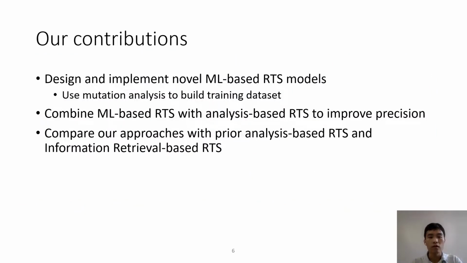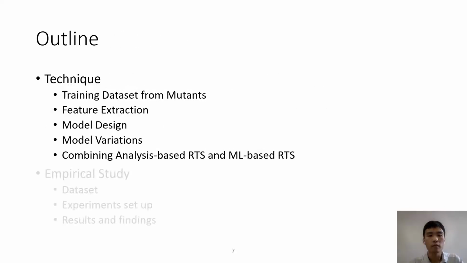In this work, we first design and implement several ML-based RTS models that can be applied to medium-sized Java projects. We obtain a training dataset for our ML-based RTS models via mutation analysis that seeds mutants that represent artificial faults into a program. Then, we combine the ML-based RTS with analysis-based RTS to improve their precision. Finally, we perform an empirical evaluation using 10 open-source Java projects to compare our approaches with baselines. In the first part of my talk, I will describe the technique we present in our work.